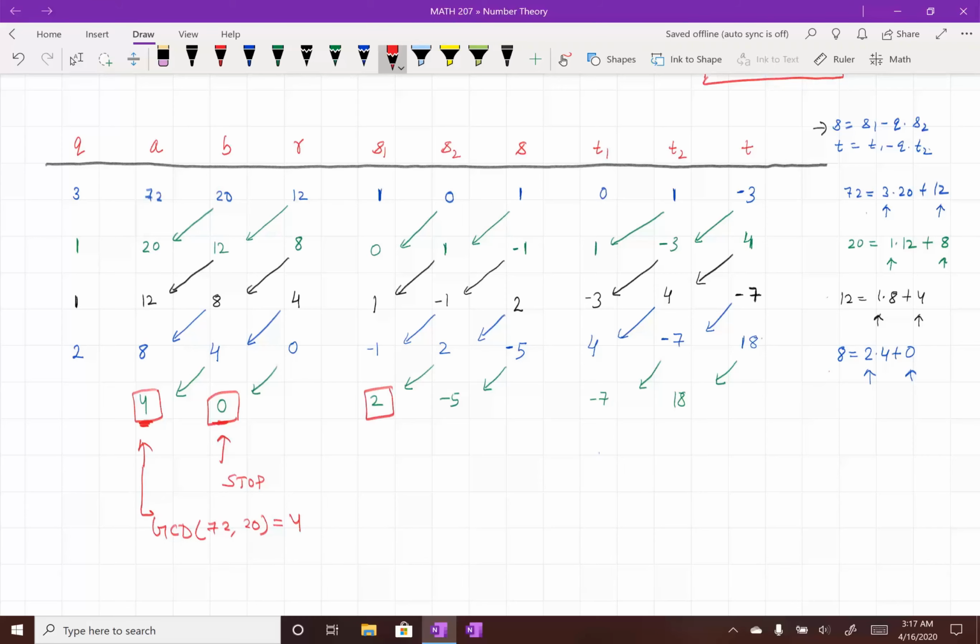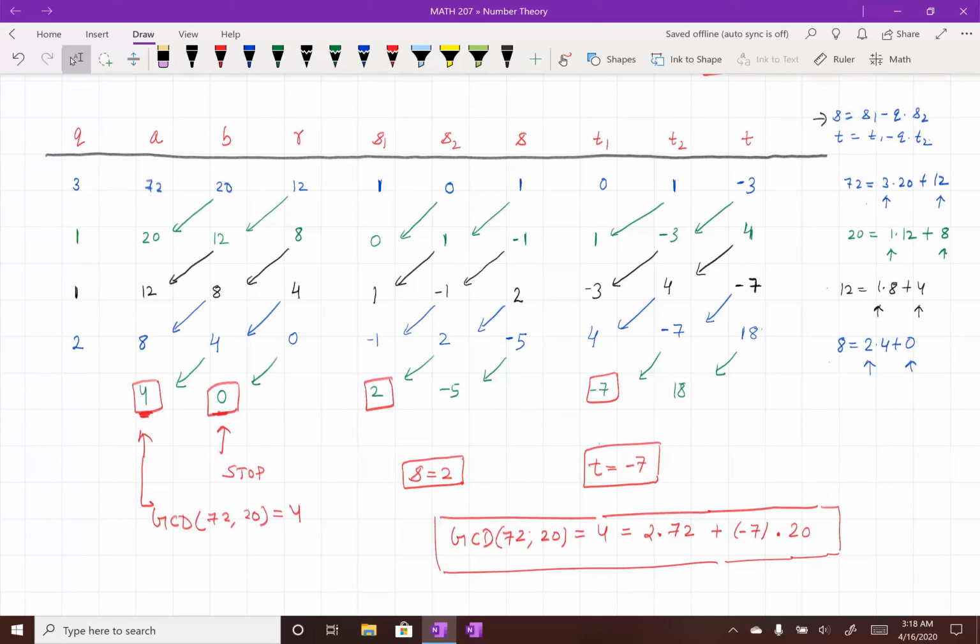If you take the value of s1 and the value of t1, that's the value of your coefficients. s is going to be equal to 2, and the value of t is going to be equal to minus 7 here. Okay, so you have represented the GCD of 72 and 20, which is equal to 4, in terms of 2 times 72 plus minus 7 times 20. So the coefficient values of s and t are 2 and minus 7 here.